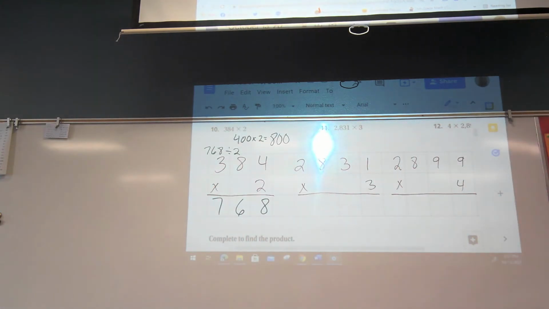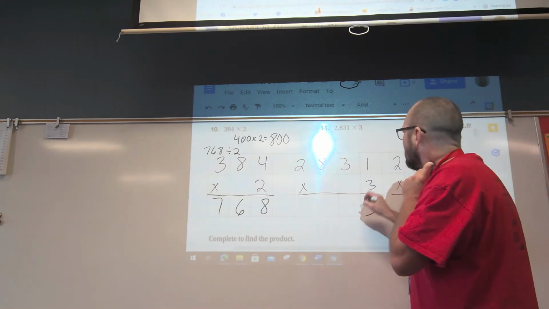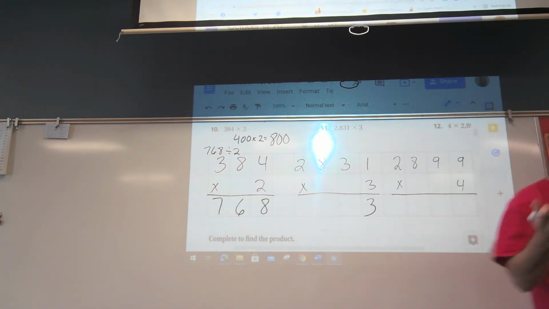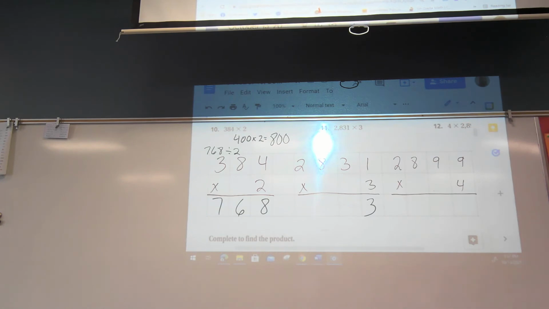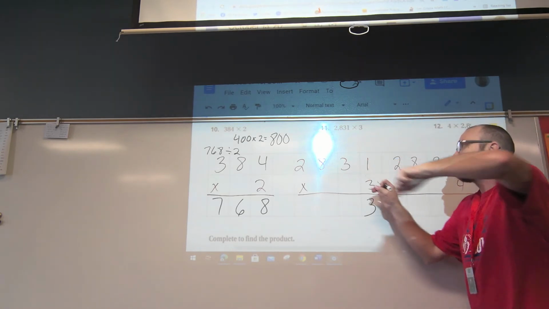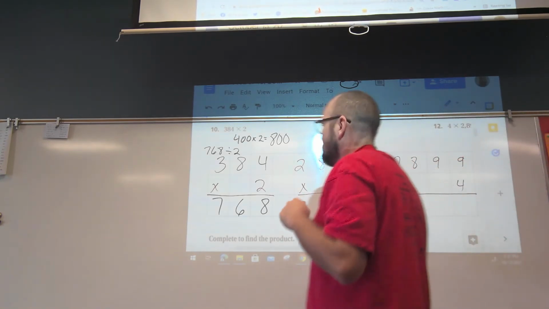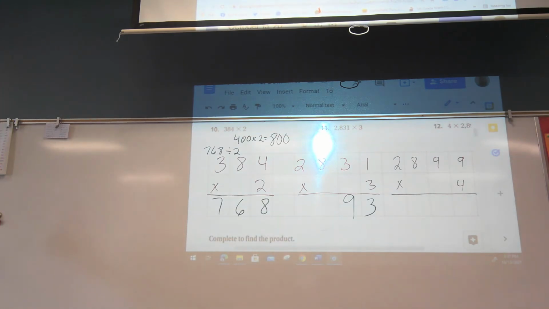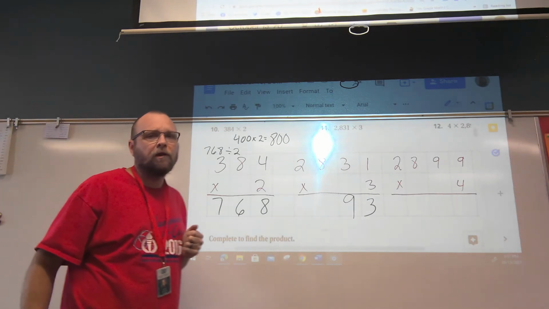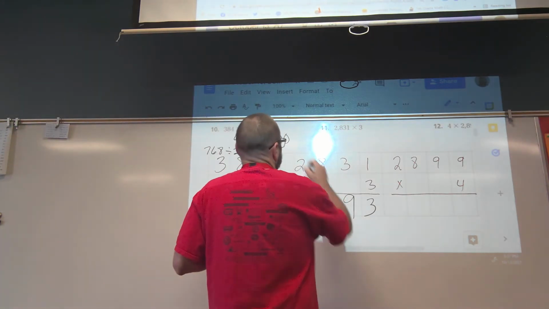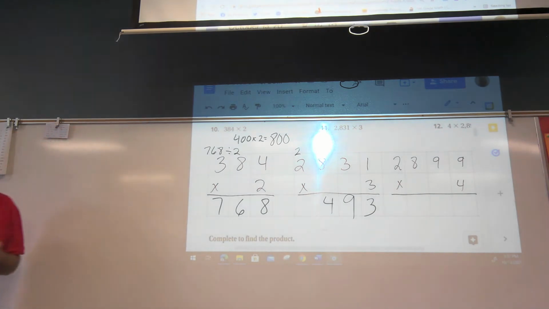All right, we have 2,831. Ava, you can help me on this one. 3 ones times 1 one is? 3. And I don't have to carry anything because I can put 3 ones right in my pocket. They fit. All right. Ava, 3 times 3 is 9, so I have 9 tens. Can't change that to 100. No, I don't have enough. Ava, 3 times 8 is? 24. I have 24 hundreds, or 4 hundreds and 2 thousands. Ava, 3 times 2? 6. 6 plus 2 more is 8.